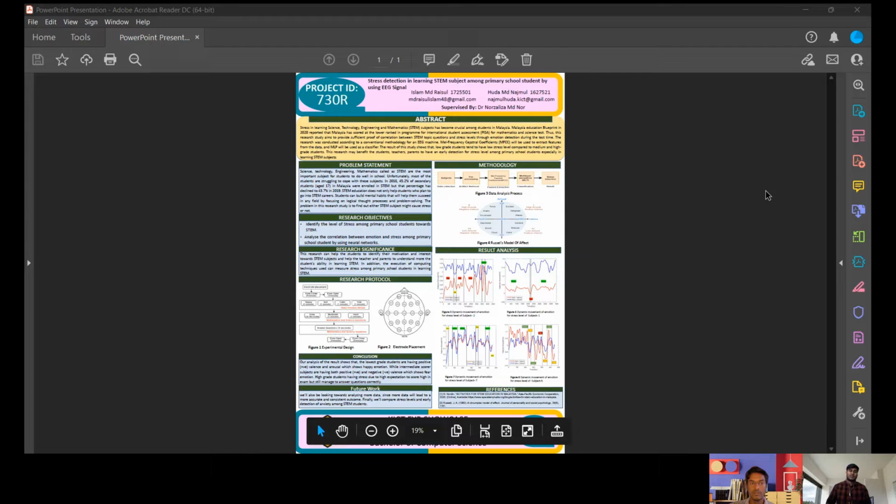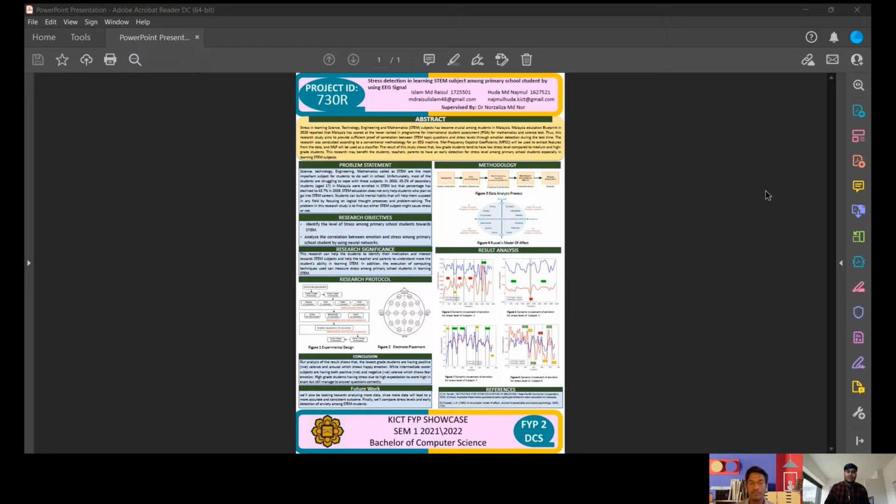First, I'll talk about our project overview. Actually, we have done research to analyze the stress in learning science, technology, engineering, mathematics subjects. STM has become crucial among students in Malaysia. The Malaysia Education Blueprint in 2020 reported that Malaysia scored at a lower rank in the Programme for International Student Assessment for mathematics and science. So, this research study aimed to provide sufficient proof of correlation between STM topic questions and stress level through emotion detection during the test time.